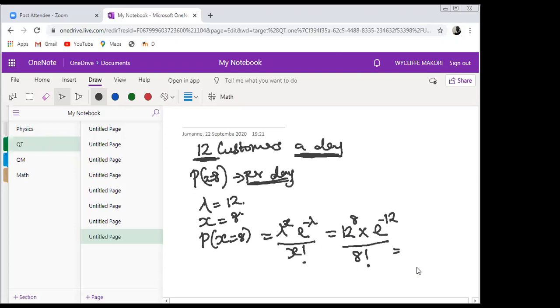12 power 8 is actually coming to a very big number, 429,981,696, times the Euler's constant, e power negative 12. You just shift E, and then you just put negative 12. Don't put power. You are going to get what?